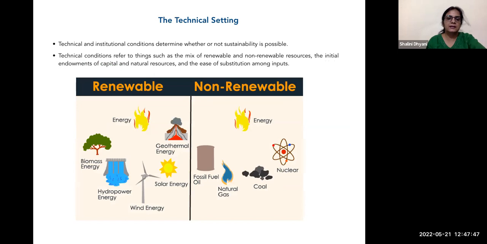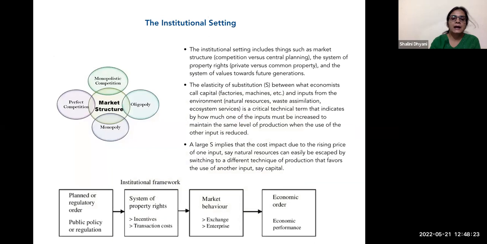Now, if you see the technical settings, there are two important parameters, the technical and the institutional conditions, which describe what's renewable, and whether it is sustainably possible or not. These technical conditions are a mix of renewable and non-renewable sources, the initial endowments of capital and natural resources, and the ease of substitution among inputs. So the technical conditions are about understanding where your resources are coming from. Is it renewable or non-renewable? And I don't need to explain what renewable and non-renewable resources are now, because I'm sure you are well aware of that. And then the institutional settings.